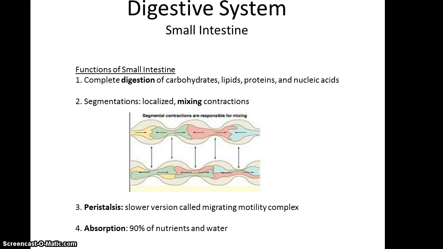The small intestine is also involved in peristalsis. Again, it needs to move the chyme along toward the large intestine. And this can even be done in a very slow manner, which is referred to as the migrating motility complex. And it's involved in the absorption of 90% of the nutrients and water that we need.